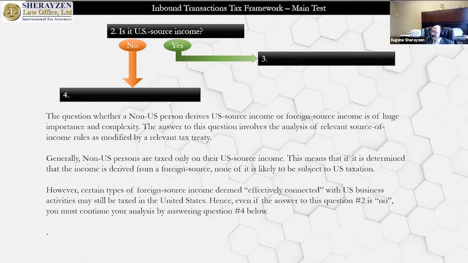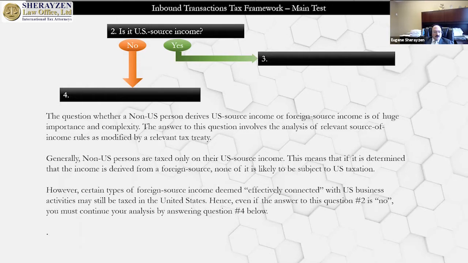So what I did is I'm going to simplify this analysis for you. It's basically a three-step process. First, you have to classify the income. That is, is it interest? Is it dividends, royalties, income from services, etc.? Then you have to find the particular tax provision that applies to this particular class of income. And the final step is to apply the particular facts of your client's case to that tax provision.